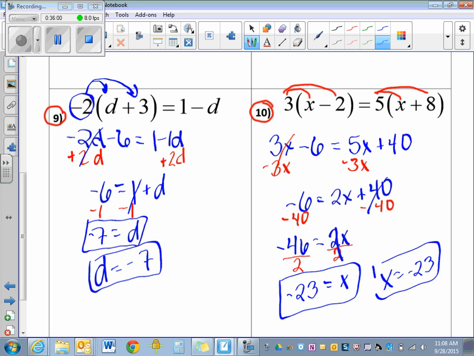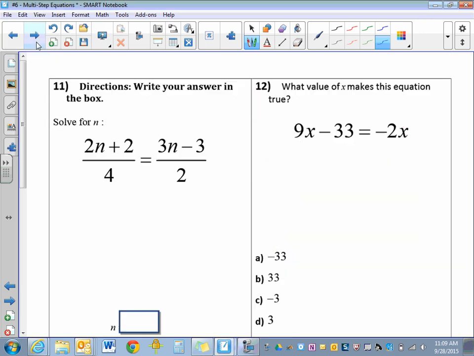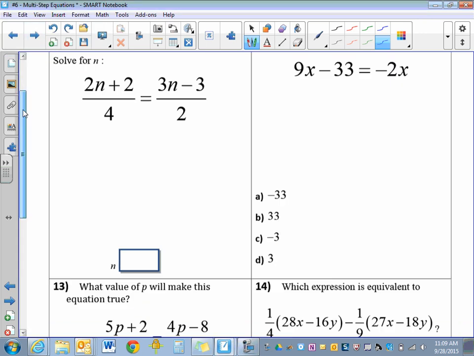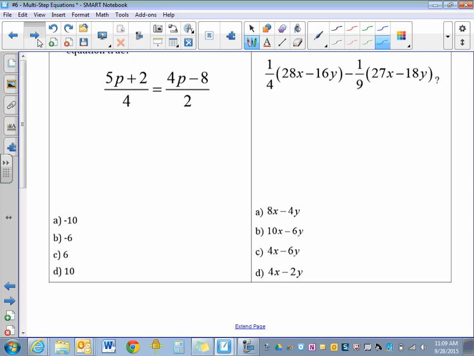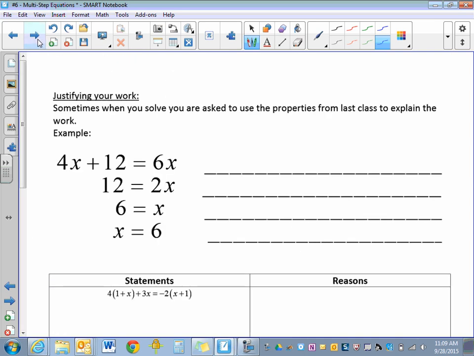Questions on that? Okay, so make sure you take a look at the next page. We talked about our properties a couple classes ago. There's some multiple choice problems. We talked about our properties, and this last page is just requiring you to state what property allows you to do this.